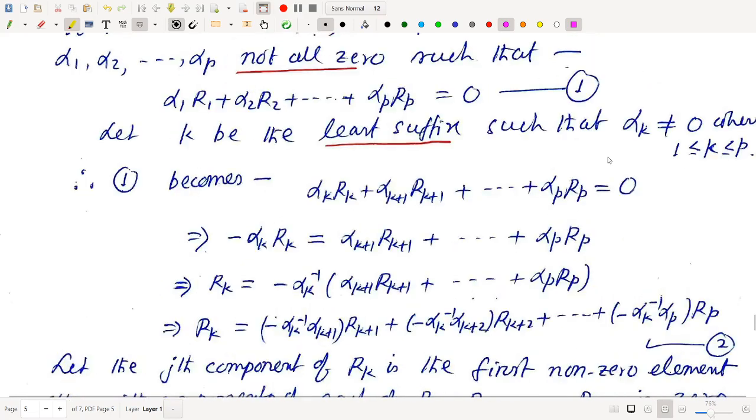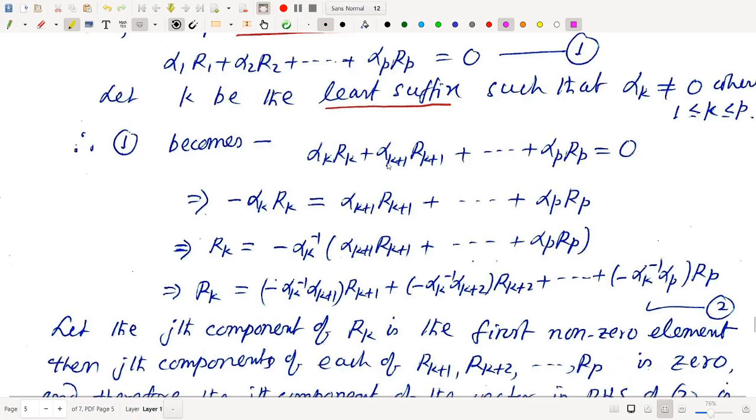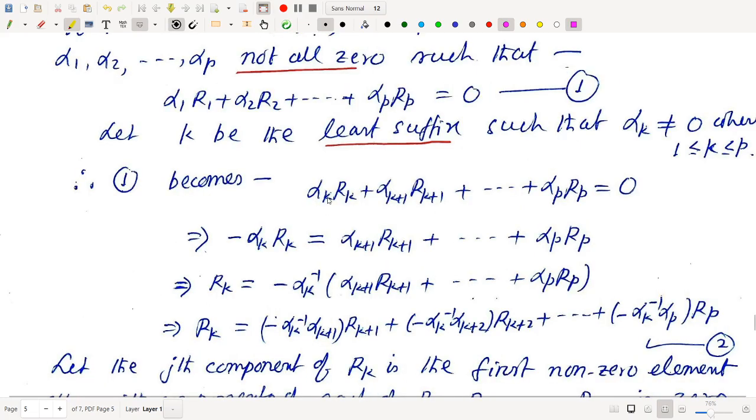Then all coefficients before alpha k are 0. K is the least suffix, means the first suffix for which alpha k is not 0. So before that, all coefficients are 0. It may be that alpha 1, alpha 2 are 0, but alpha 3 is not 0. So first we have got alpha 3 not 0, so it will start from alpha 3. That's why equation number 1 becomes alpha k Rk plus alpha k plus 1 Rk plus 1 plus ... plus alpha p Rp equals 0, because k is the least suffix. Okay, so equation number 1 changes.